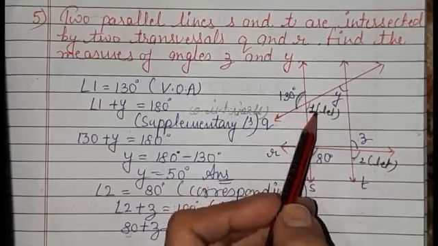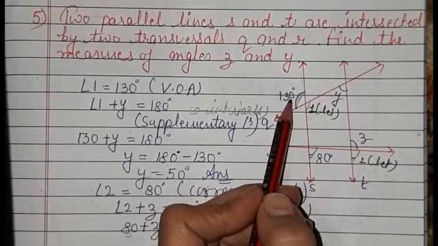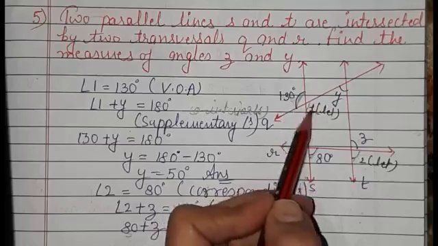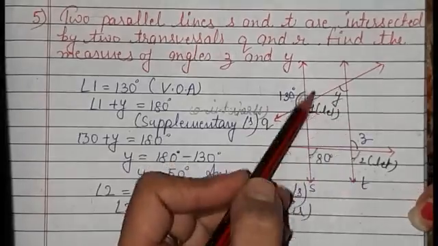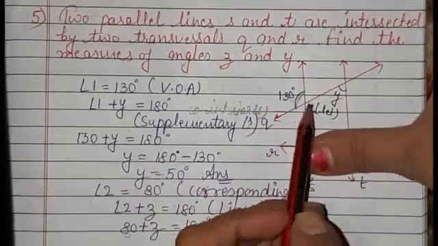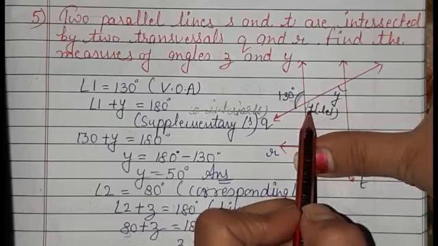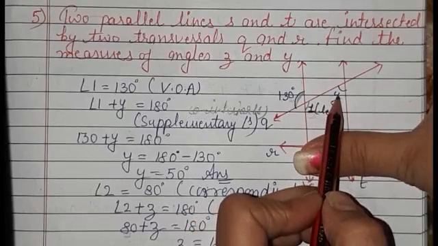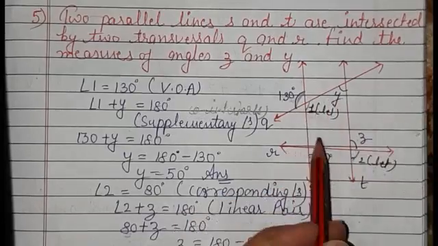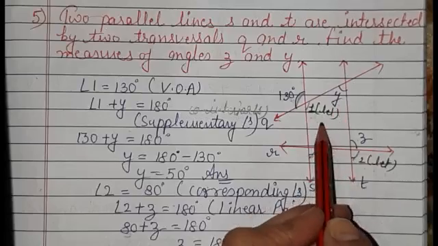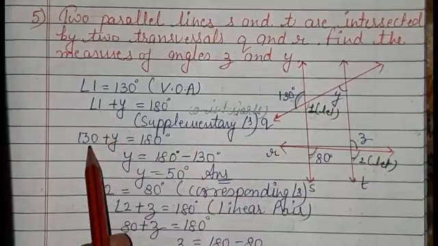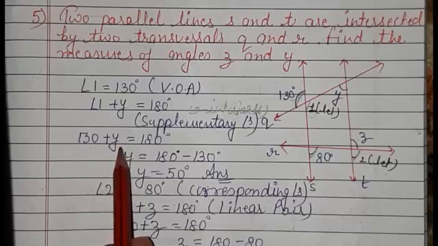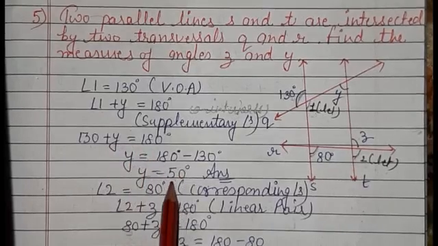Right? We know that angle 1 is equal to 130 degrees because of vertically opposite angles. And if these two lines are parallel and Q is transversal, so these two angles, angle 1 and angle Y, are co-interior angles, supplementary angles. So angle 1 plus angle Y is equal to 180 degrees, co-interior angles. Instead of angle 1 we can put 130. 130 plus Y is equal to 180. Y is equal to 180 minus 130, 50 degrees.